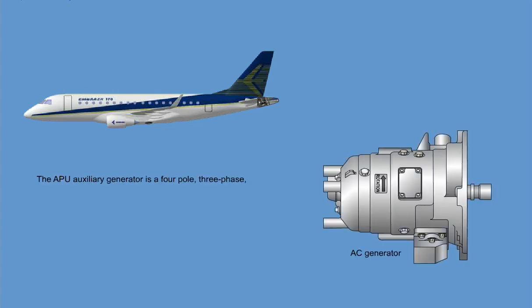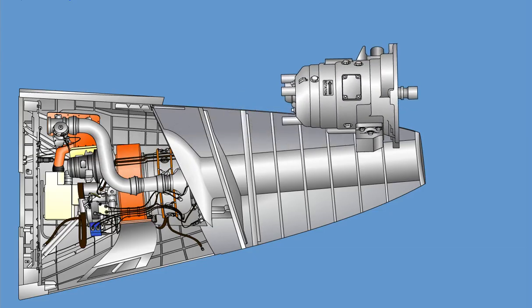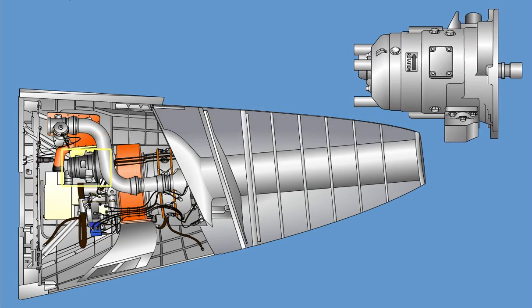The APU auxiliary generator is a 4-pole, 3-phase, brushless type, oil-cooled constant-speed generator, and is rated at 30 to 40 kilovolt-amperes, 115 to 200 volts AC, 400 Hz. The auxiliary generator is installed on the gearbox of the auxiliary power unit.